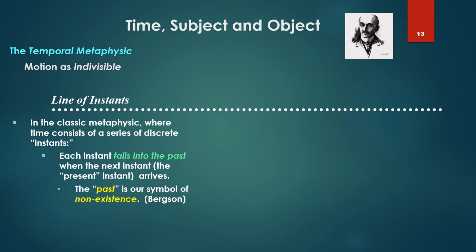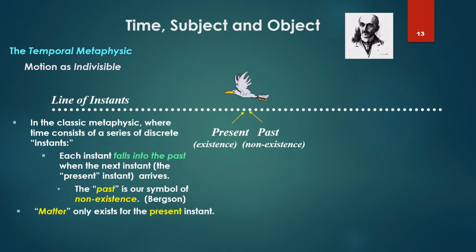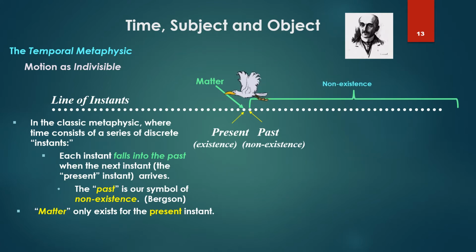In the classic metaphysic, where time consists of a series of discrete instants, each instant falls into the past as the next, that is the present instant, arrives. So each instant is continuously falling into the past, where the past is our symbol of non-existence. Matter only exists at the present instant. Everything else behind that present instant is non-existence.